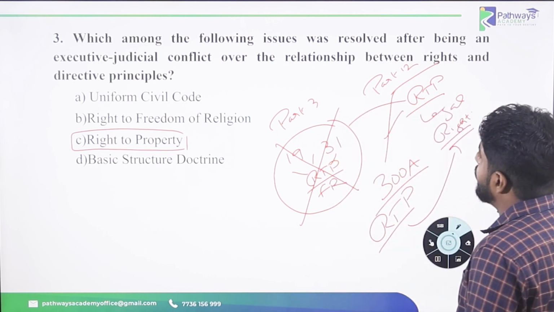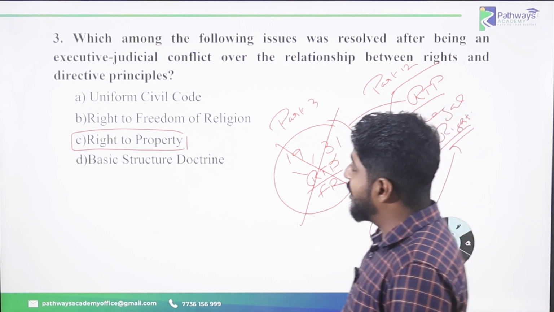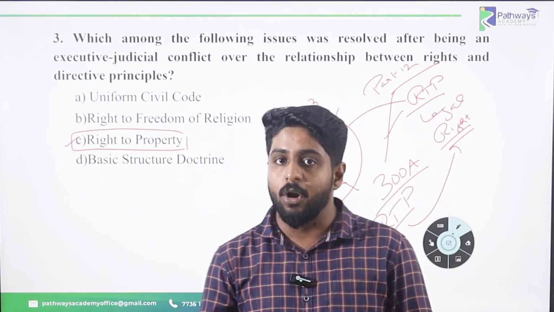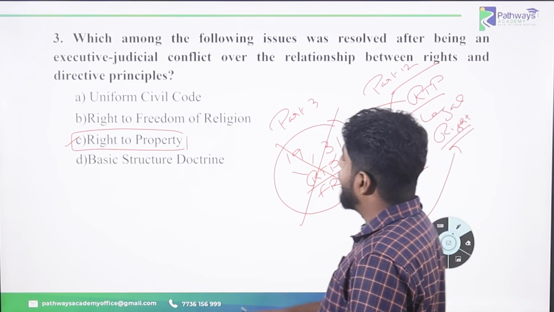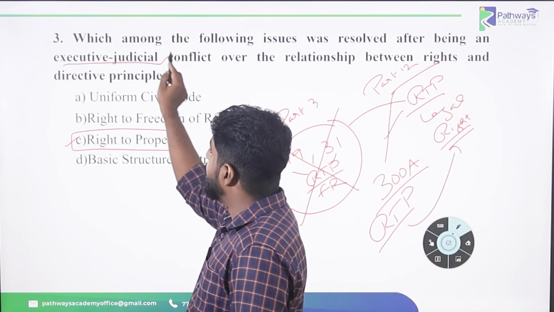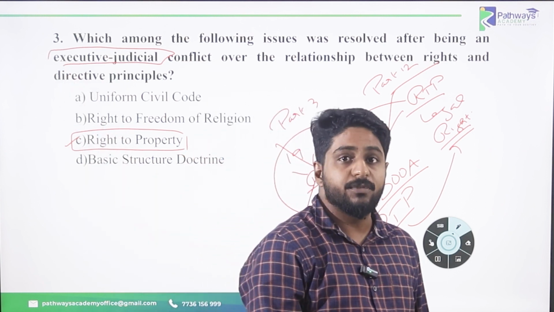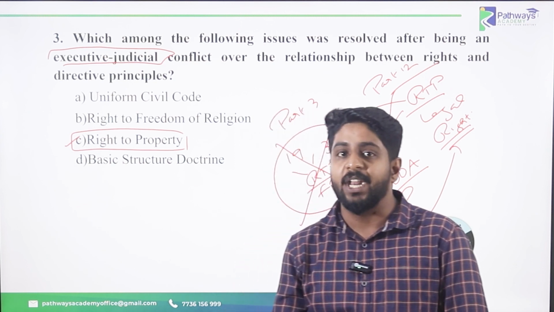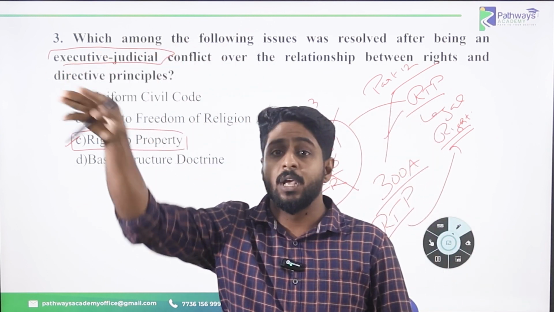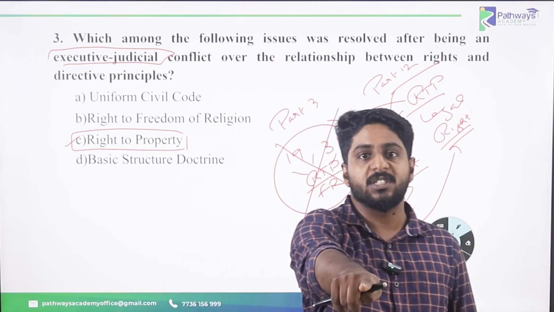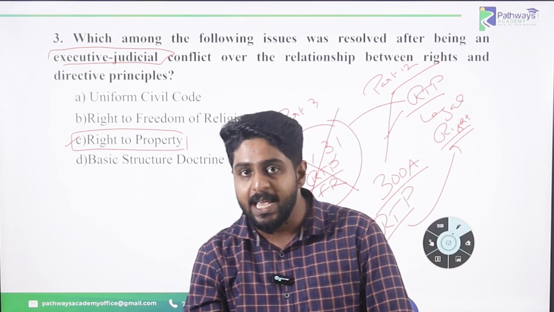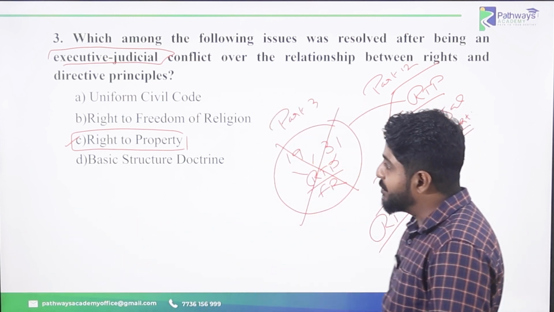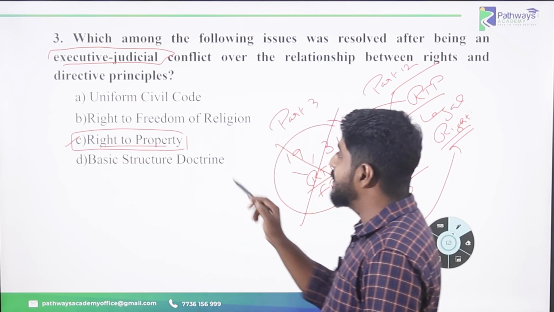So the question is, which among the following issues was resolved? Sir, the issue which was related to the right to property was resolved, isn't it? Was resolved after being an executive judicial conflict. Why was it an executive judicial conflict? Whenever the executive says, I am going to take your property, the individual will approach the Supreme Court. Now the Supreme Court will say that the state, you are not supposed to touch this property because this property is the fundamental right of this individual. So this is why option C, that is right to property, is the right answer.